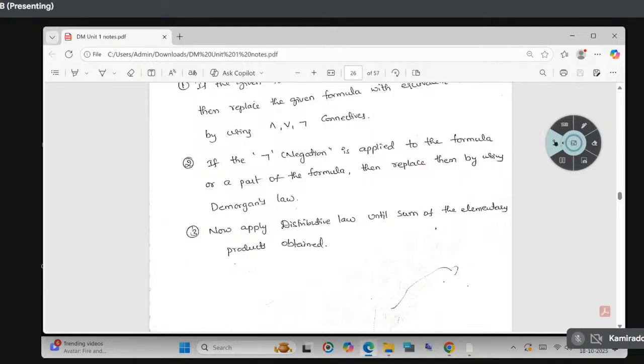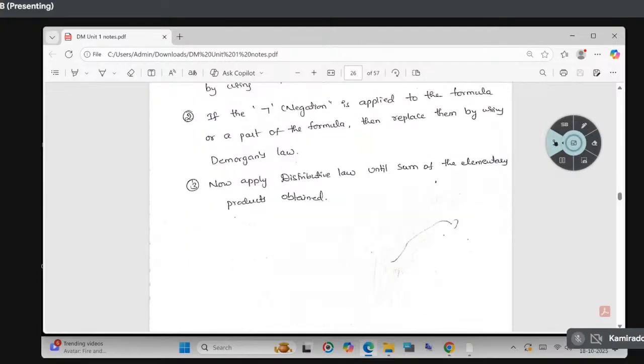One, you have to go for replace with and or negation. If you are replacing with negation, go for De Morgan's law. With De Morgan's law, again you have to go for the distributive law for getting your solution.